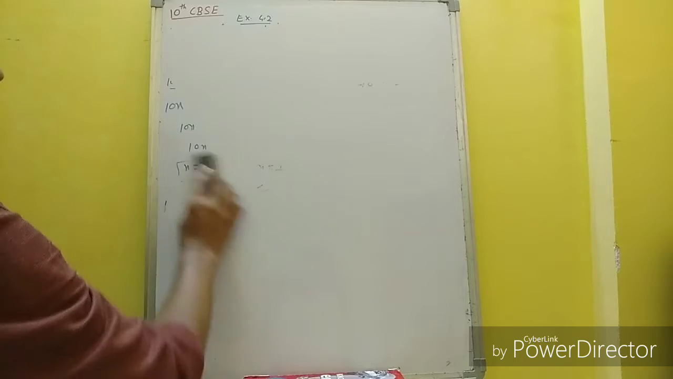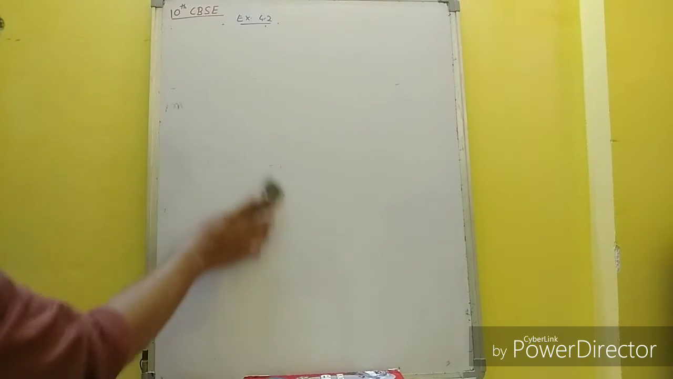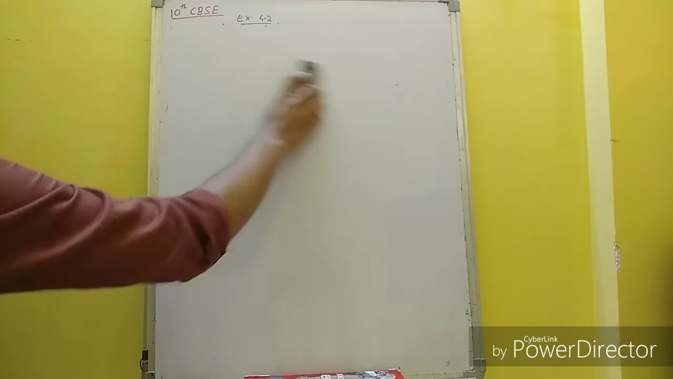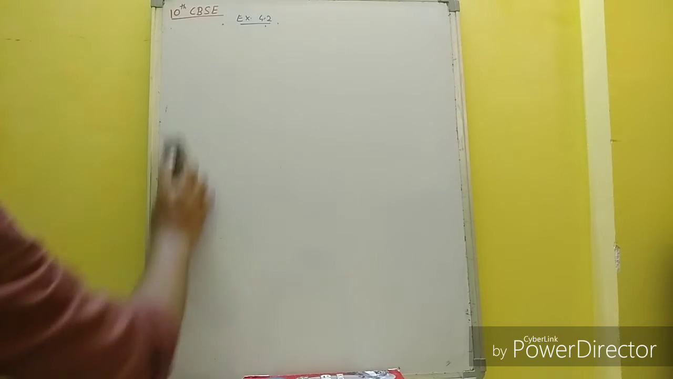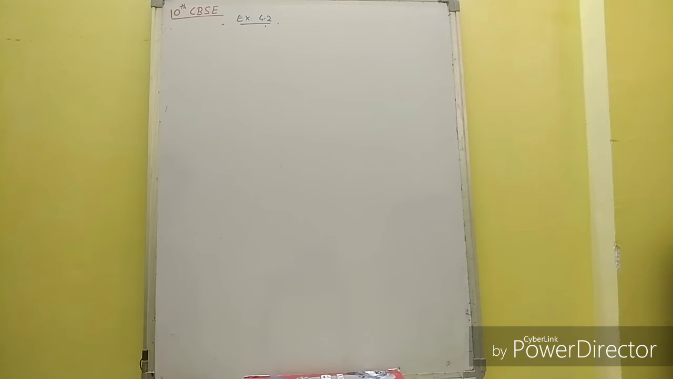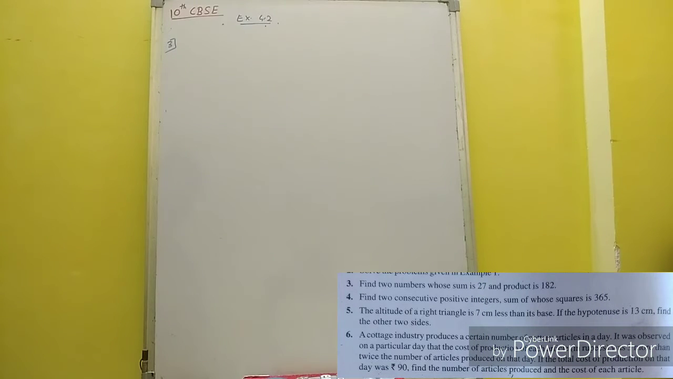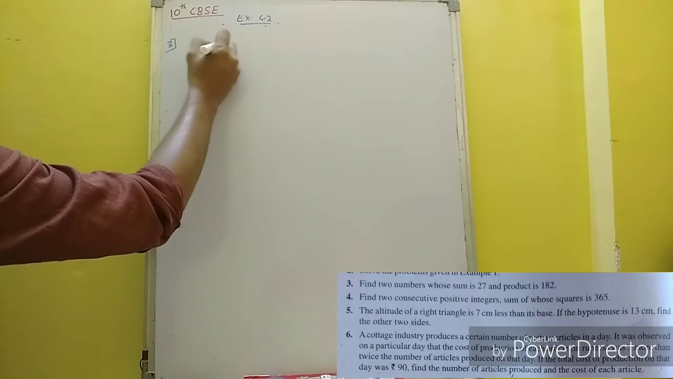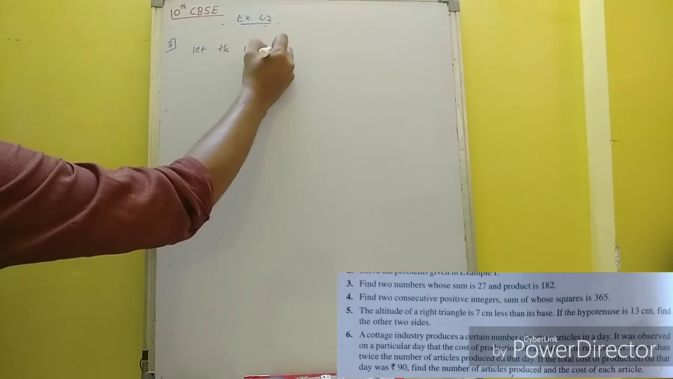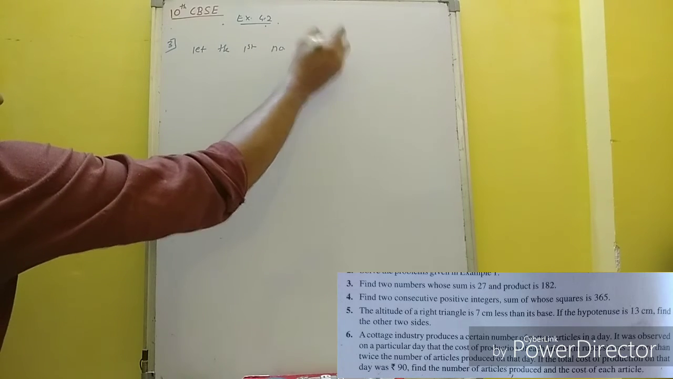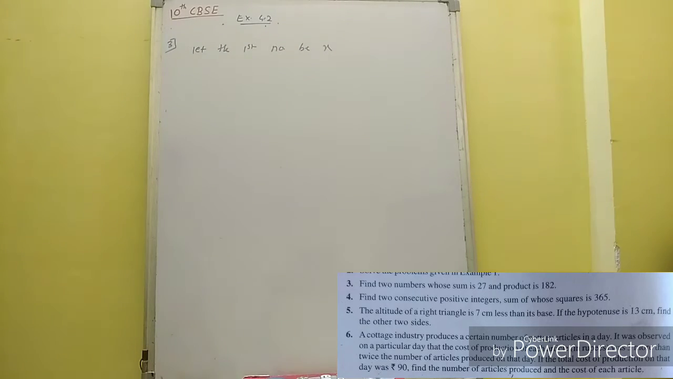See, in the second sum it is said that solve the problems given in the example 1. So in the solved example, problems are already given. I will directly start with the third one. Okay. What is given in the third one? Find the two numbers whose sum is 27 and the product is 182. Okay. See, let the first number be x.